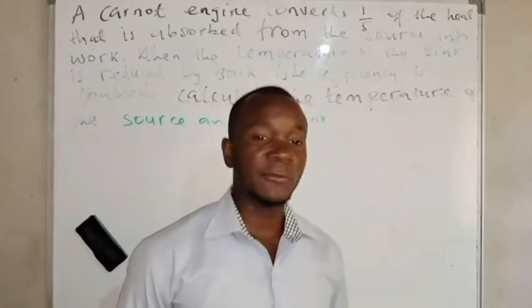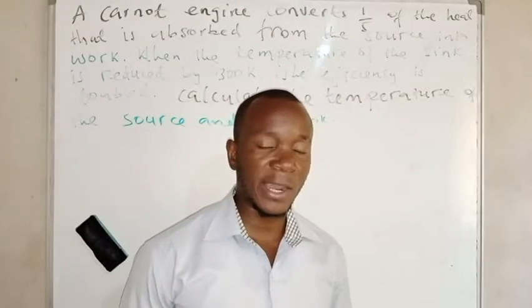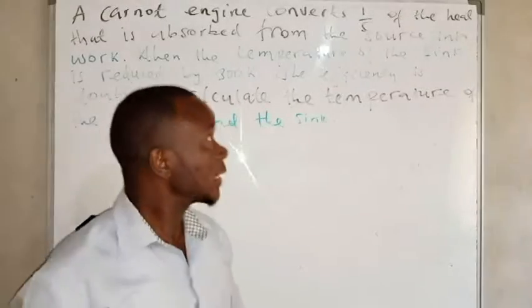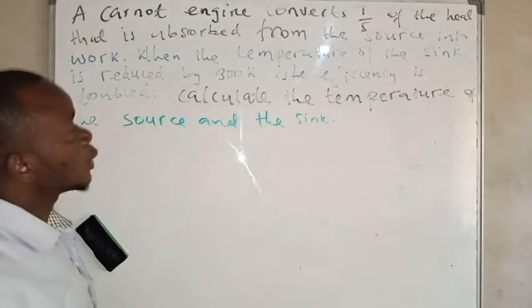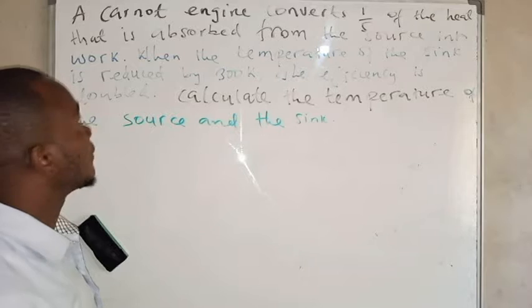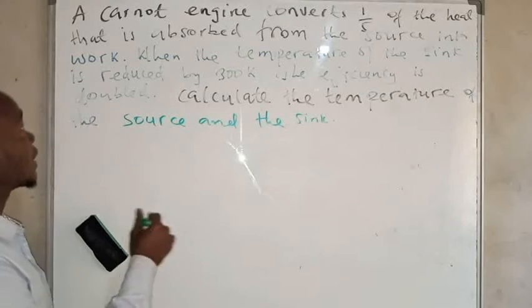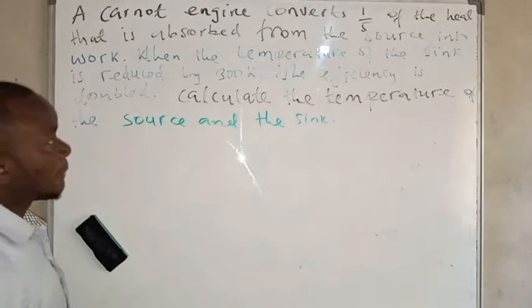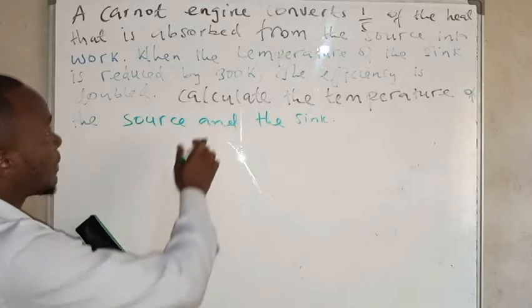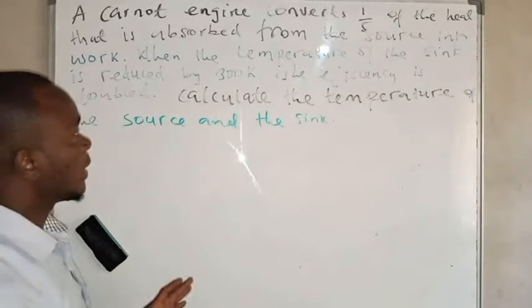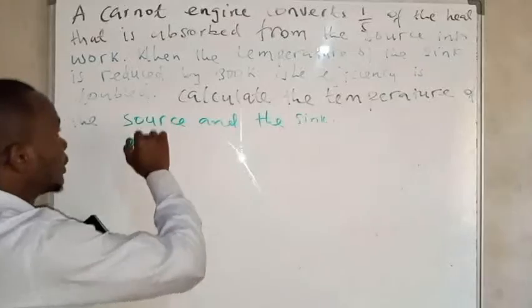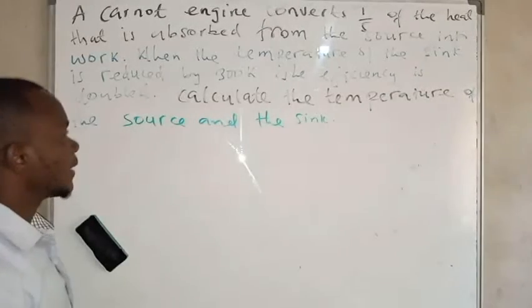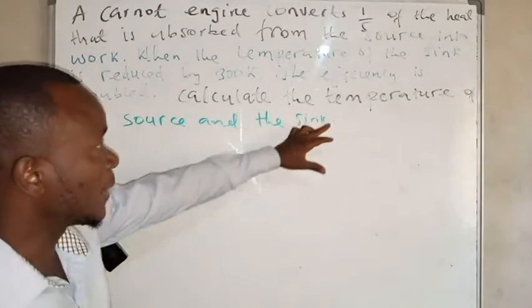Welcome. In this video, we are going to find the temperature of the sink and the source. The question says, a Carnot engine converts 1/5 of the heat that is absorbed from the source into work. When the temperature of the sink is reduced by 300 kelvins, the efficiency is doubled. Calculate the temperature of the source and the sink.